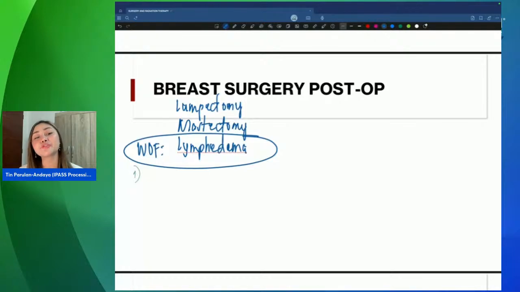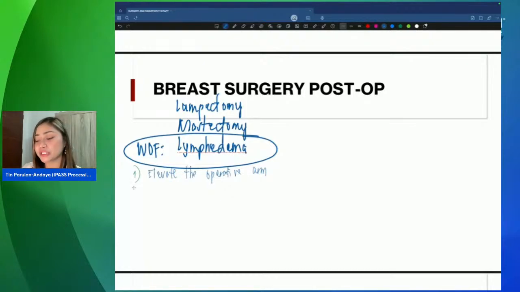It's very important to have health teaching that focuses on elevation of the operative arm. So elevate the operative arm above heart level to help fluid drain.